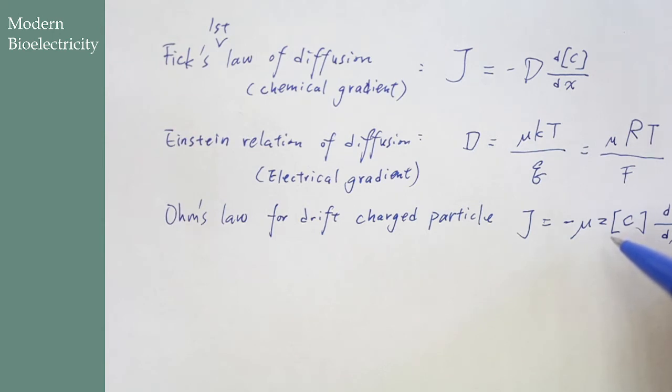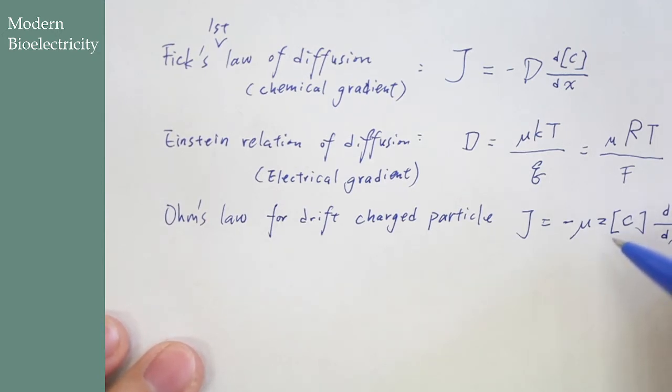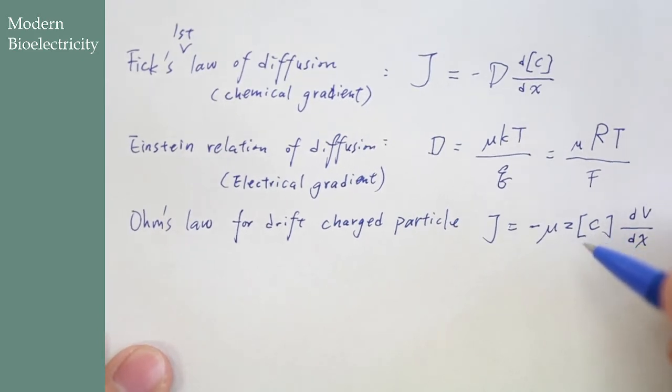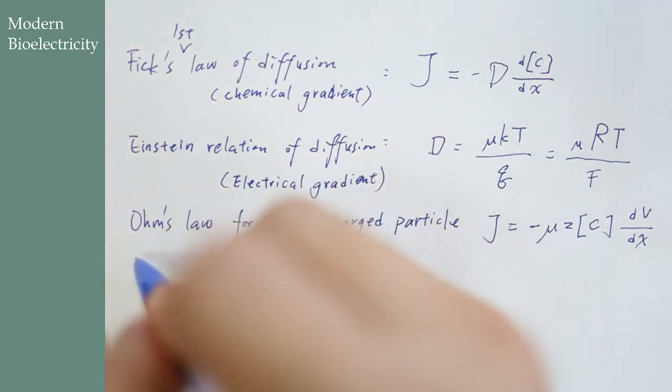For example, the sodium ion has one valence, monovalent, so Z will be 1. The calcium is divalent, so Z will be 2. And C is the concentration of this ion, and then we have the gradient of the voltage. So this is Ohm's law.